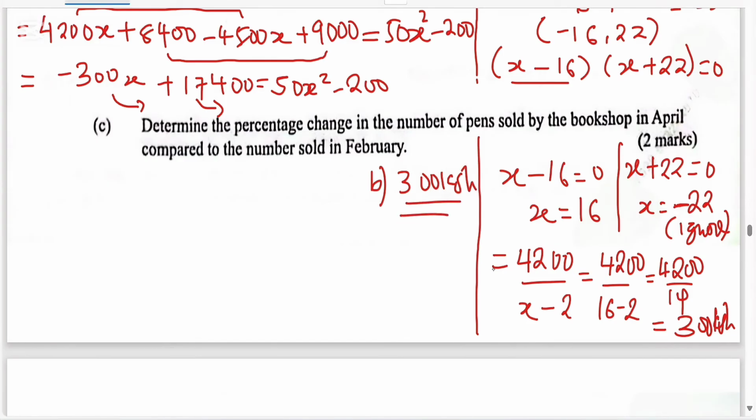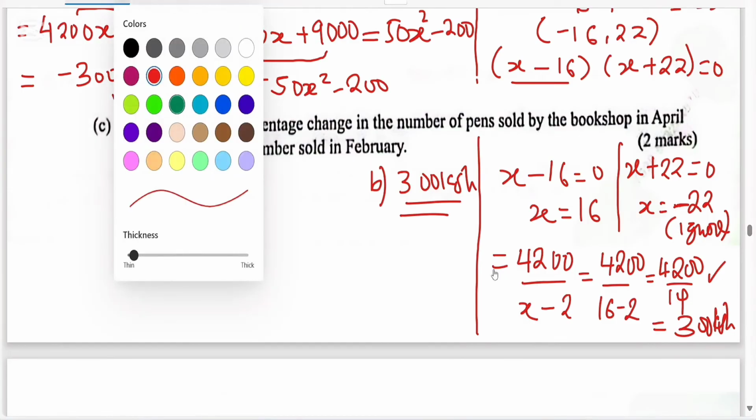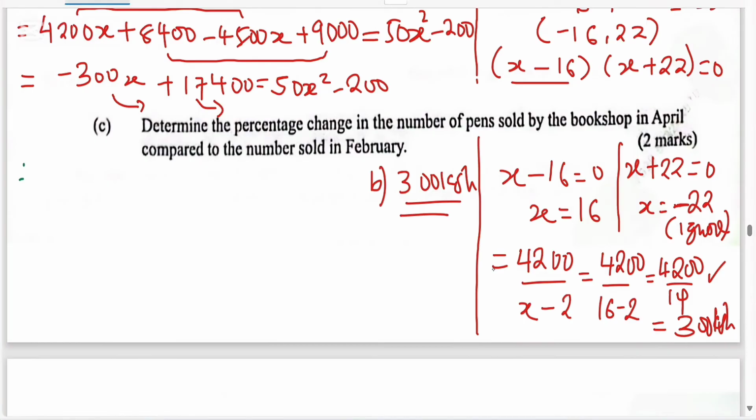So when you take 4,200 divided by 14. So, let's go to question C now. Question C is also very easy. Question C, you are told the percentage change in the number of pens sold by the bookshop in April compared to the number sold in February. Remember the mistake that I made in the last video, it was this part 2 only. So don't get confused. If you watched the last video, this is the only part where I made the mistake. Okay? So don't worry, the others are correct. Question C, you are told to determine the percentage change in the number of pens sold by the bookshop in April compared to the number sold in February.